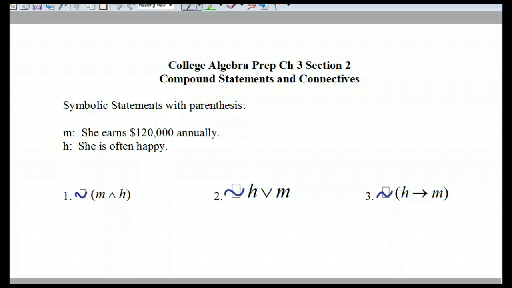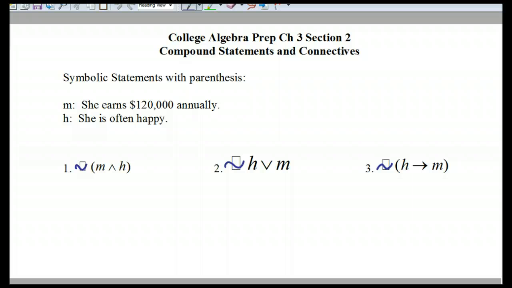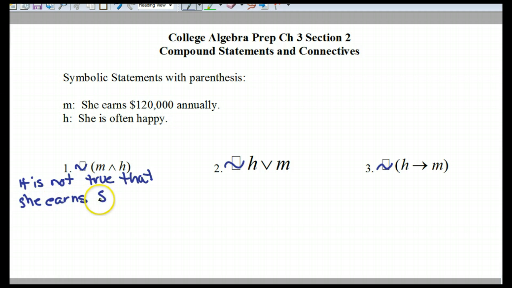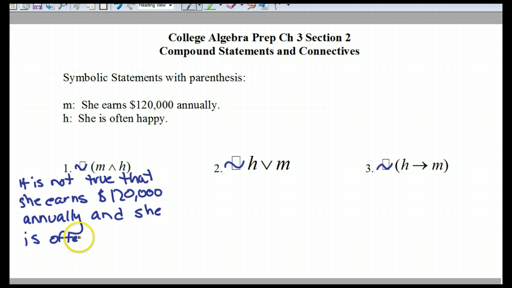So it should be a not, because I think that it didn't convert to Word well. So this should be a not. So put a not there. Not, parenthesis, M and H, parenthesis. Okay? If I were to write this out for number 1, it would be like this. It is not true. Okay, so that's the first thing I'm going to write. It is not true that she earns $120,000 annually. And she is often happy. So that's the first example.